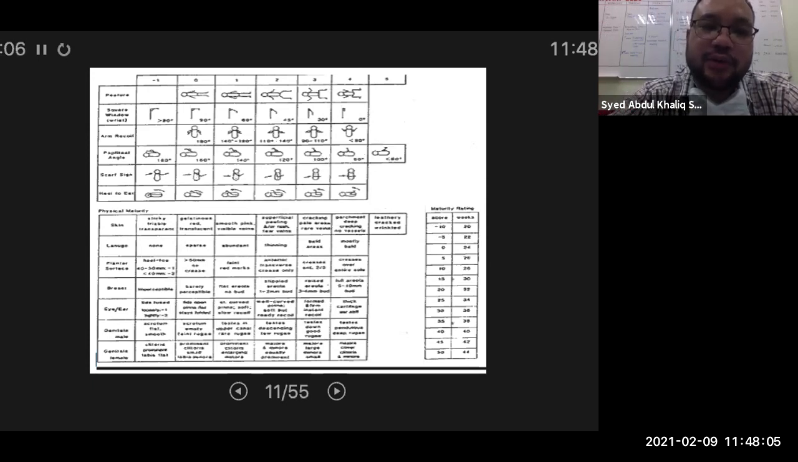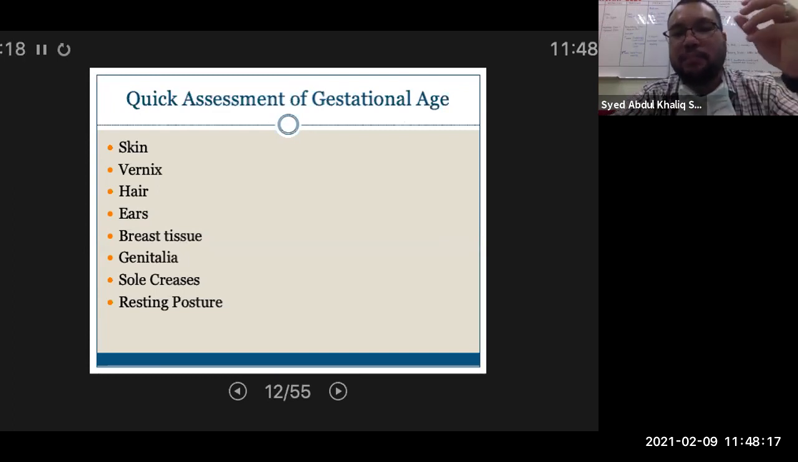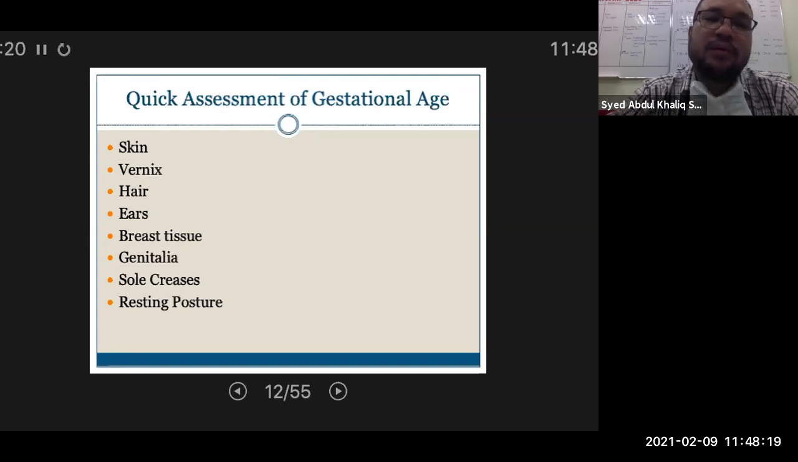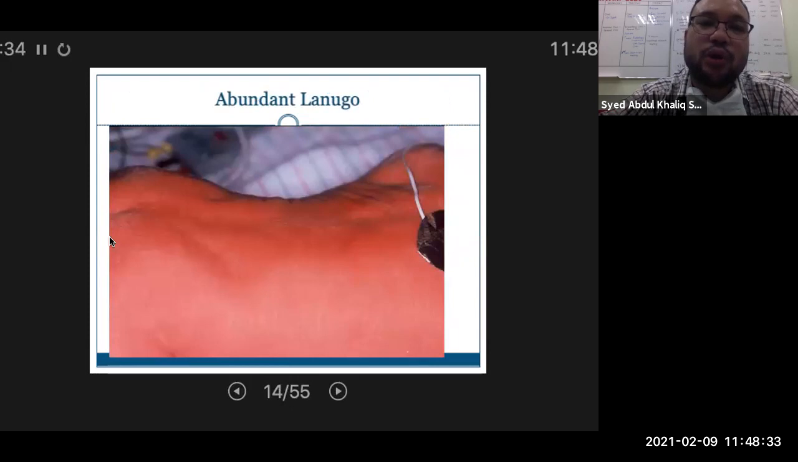And then genitals as well, female and male. So skin, vernix, hair, ears, breast tissue. Premature baby, sometimes you tak boleh rasa dia punya breast bud. Resting posture, okay, I mentioned before, this is cracked skin. So cracked skin usually is a sign of a term or more mature baby. More cracked skin is usually a sign of maturity. Abundant lanugo, ni bulu-bulu kat belakang dia banyak. So kalau banyak lanugo biasa, the baby is more premature.